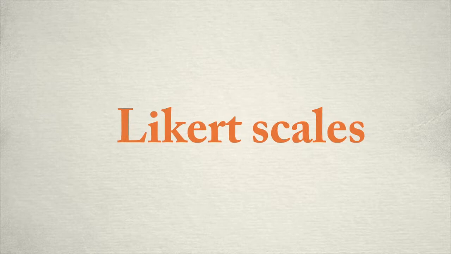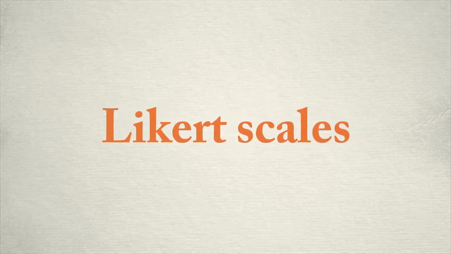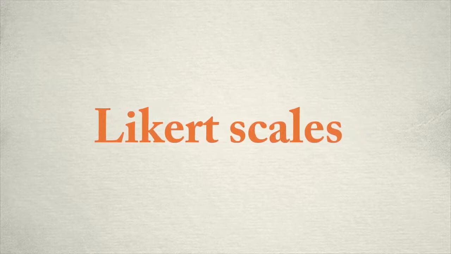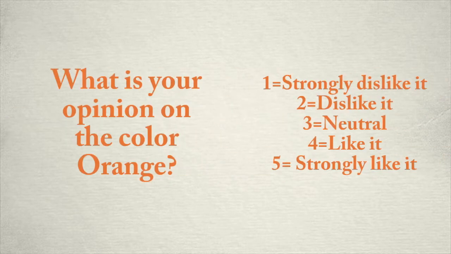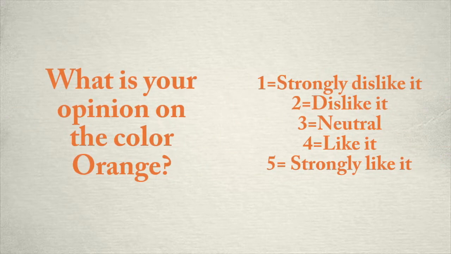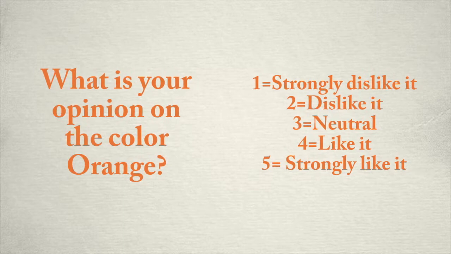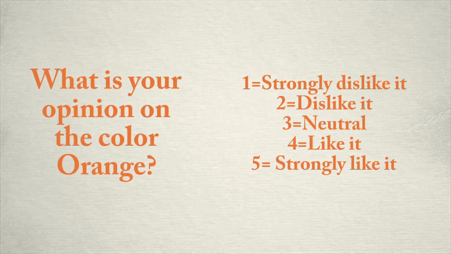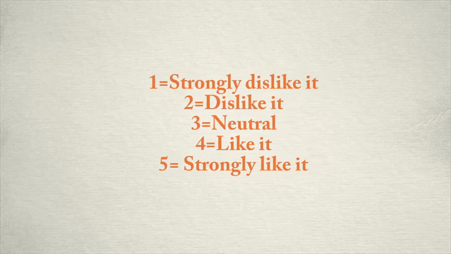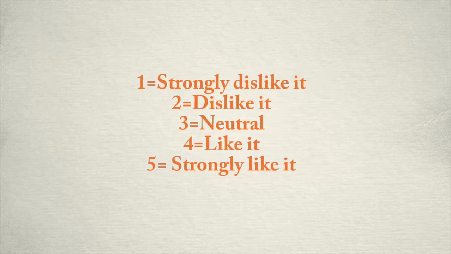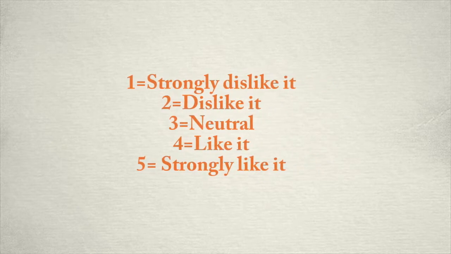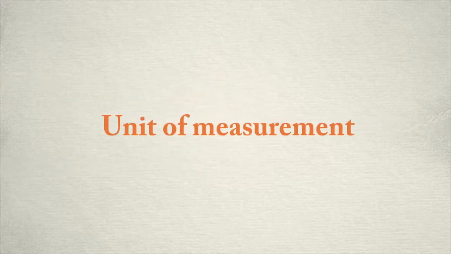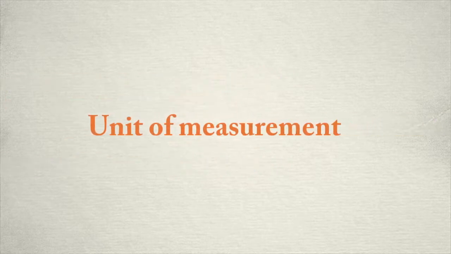In social research, Likert scales are commonly used. They are also often used as if they are interval data. Here's an example of how it might be employed. What is your opinion on the color orange, with the options strongly dislike it, dislike it, neutral, like it, or strongly like it? If we want to meet the assumptions for interval data, the gap between each of these options has to be equal. In order to figure this out, we need to figure out what our unit of measurement is.